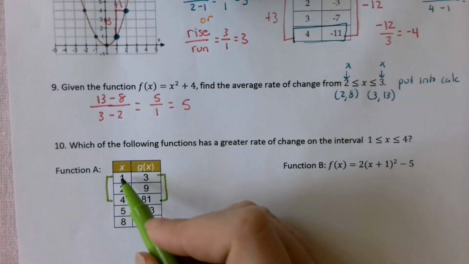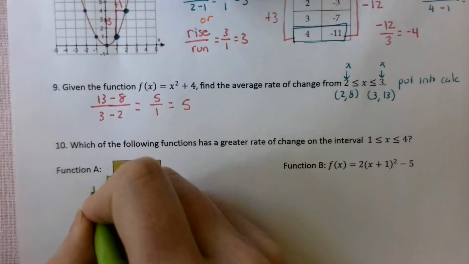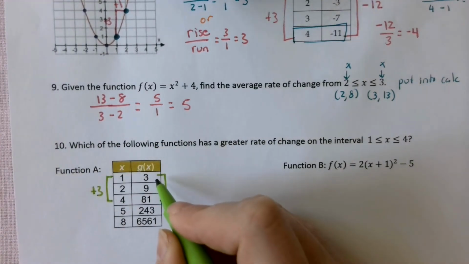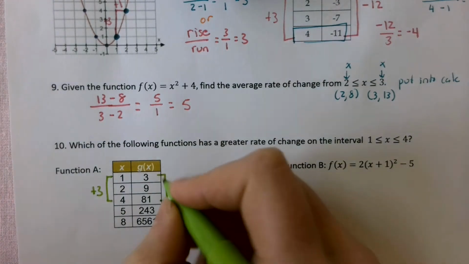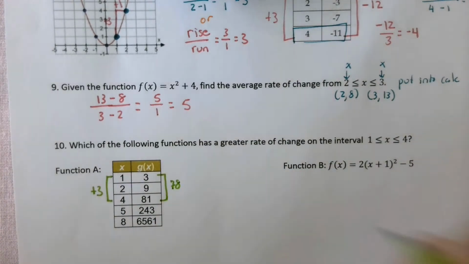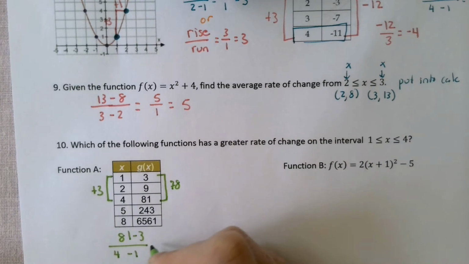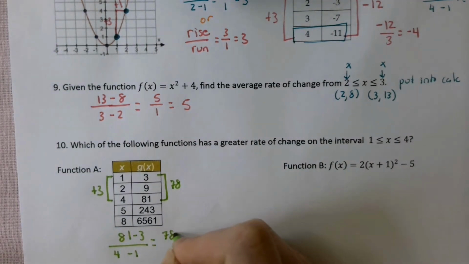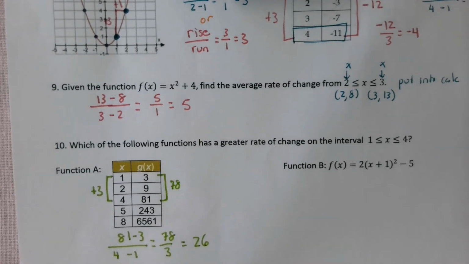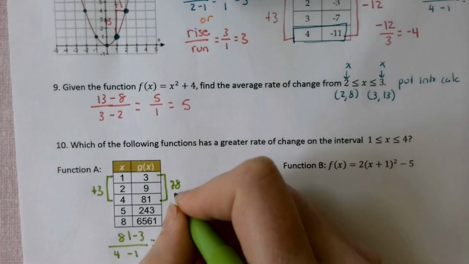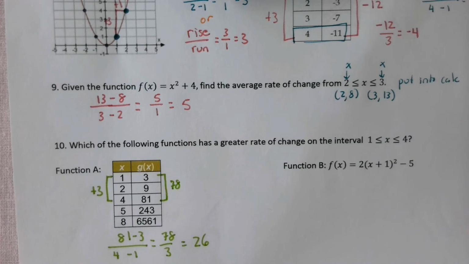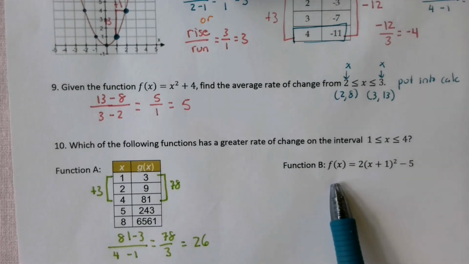Okay, so how do you go from 1 to 4? You add 3. How do you go from 3 to 81? That's going to be 78. The other way you could have done this, 81 minus 3 over 4 minus 1. And that would give you 78 over 3, which is going to give you 26. And this would also be 78 over 3. Okie doke. Alrighty. For this one, we need to put it into our calculator.